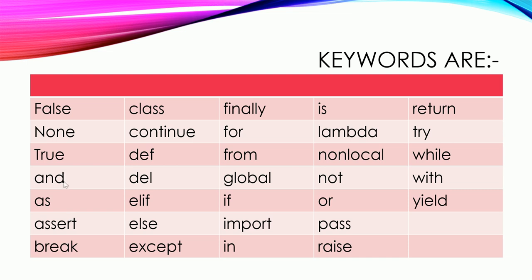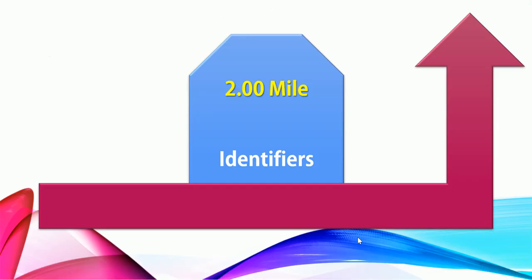And other keywords like and, as, assert, break, class, continue, def, del, elif, else, except, finally, for, from, global, if, import, in, is, lambda, nonlocal, not, or, pass, raise, return, try, while, with, yield. These all are in small letters. We have to keep this in mind, that False, None and True, these three have the first letter capital.